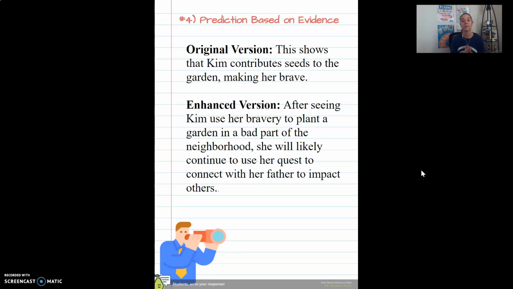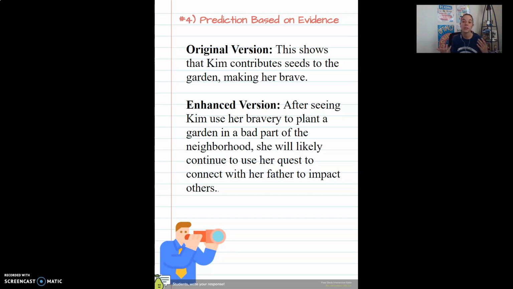So it's going to say, after seeing Kim use her bravery to plant a garden in a bad part of the neighborhood, she will likely continue to use her quest to connect with her father to impact others. So I'm going to predict a little bit more, still using that idea of connecting with her father, still using that idea of impacting others, but just pushing it a little bit further. So kind of like start here, then we know this. Your job is to add kind of that third piece right here. Hey reader, this is probably going to happen, and it's showing deeper thinking, okay?